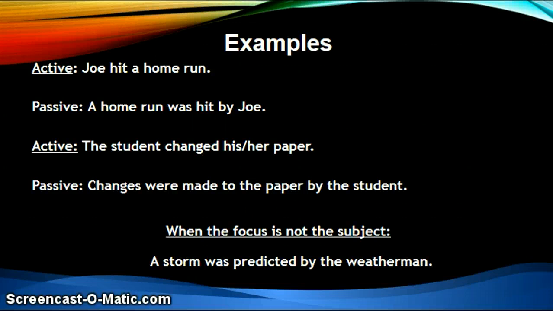One of the few times a passive voice is acceptable is when the focus of the sentence is not the subject. A storm was predicted by the weatherman. The important part of this sentence is the storm, not the weatherman.